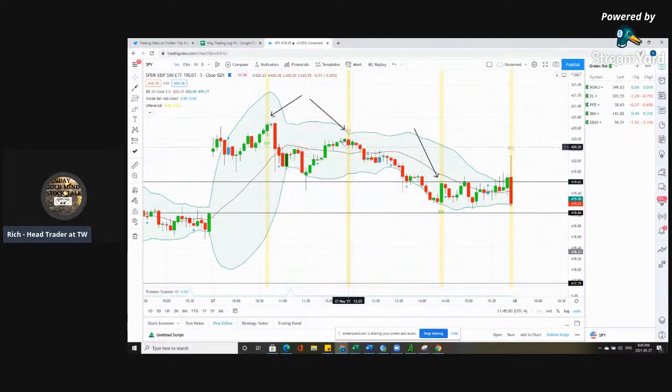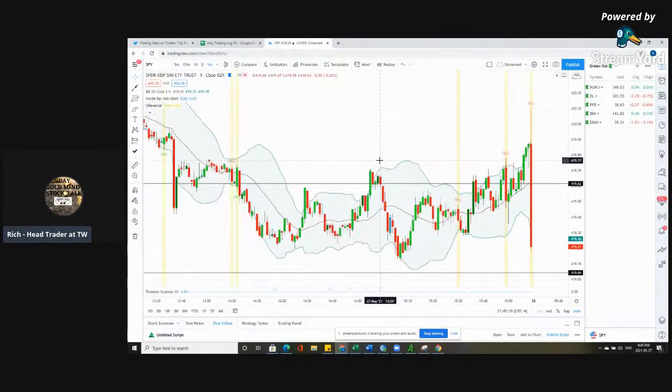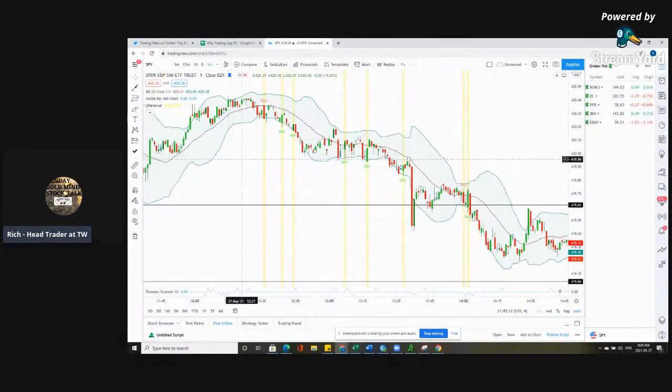So this outside bar, you see, the best thing about trading is everything is fractal. So what's happening on the 5 minute is happening on the 1 minute. Look at this on the 1 minute. Okay, let's go to the 1 minute. It's happening here.